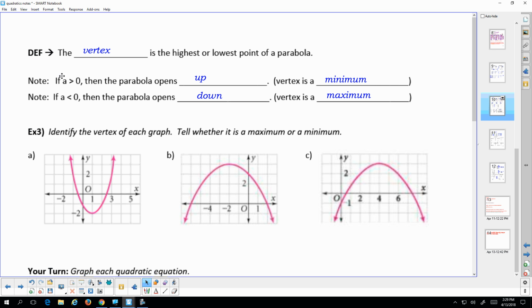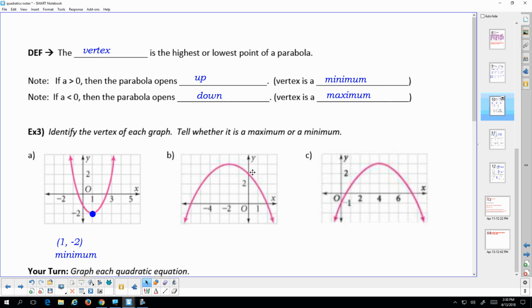All right. So in example 3, we're going to identify each vertex. If you look at A, where would the vertex be on this graph? We see the turnaround point is right there. So that would be at (1, -2). And is that a minimum or a maximum? That's going to be a minimum because that's the lowest the graph will go.